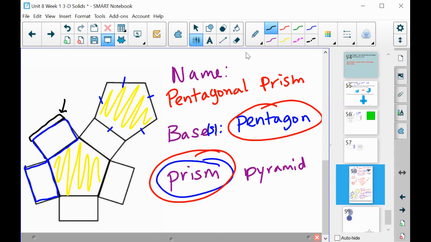Okay, that's all we're going to do for today. We'll be matching these nets with images of their solids on your practice, and this should be helpful for you if you watch.